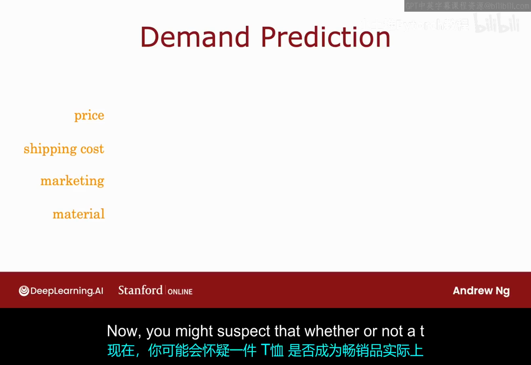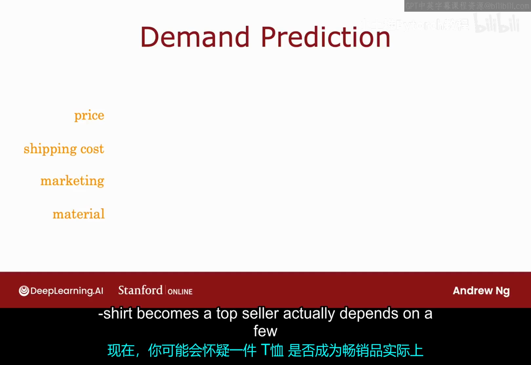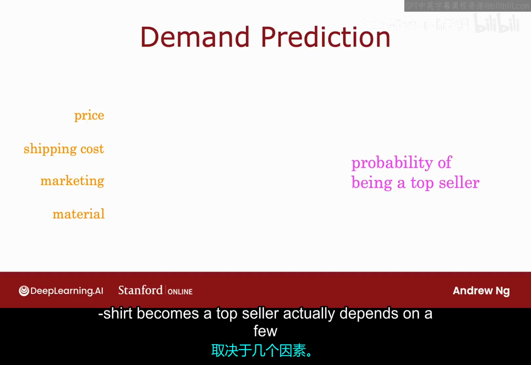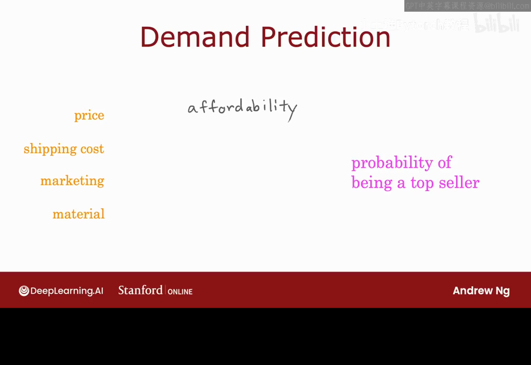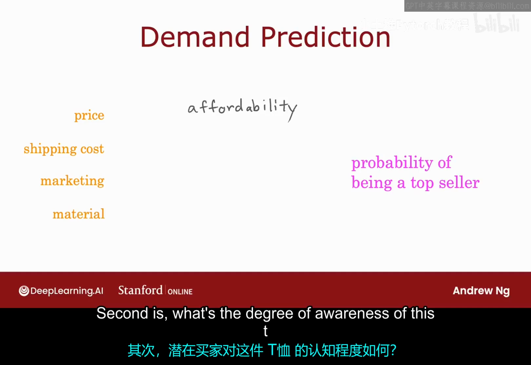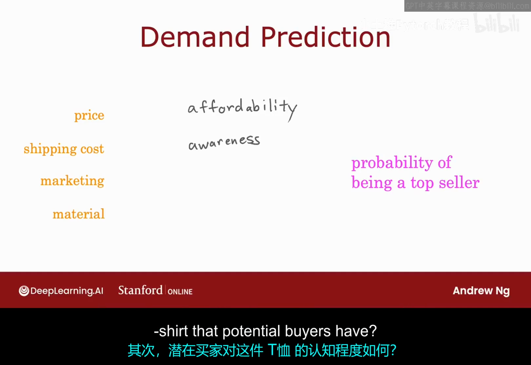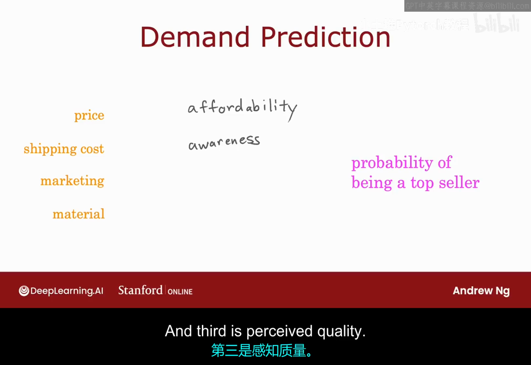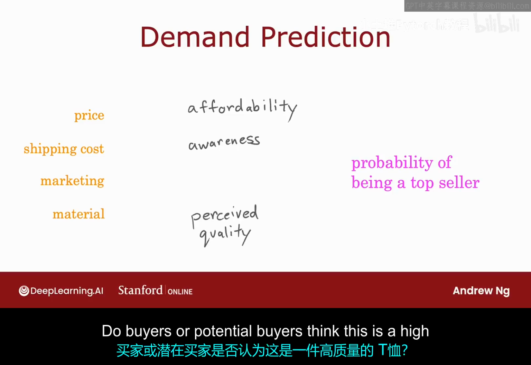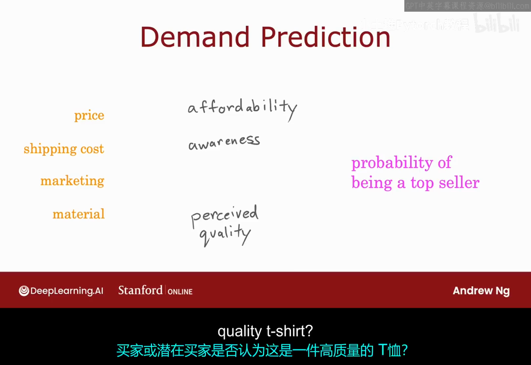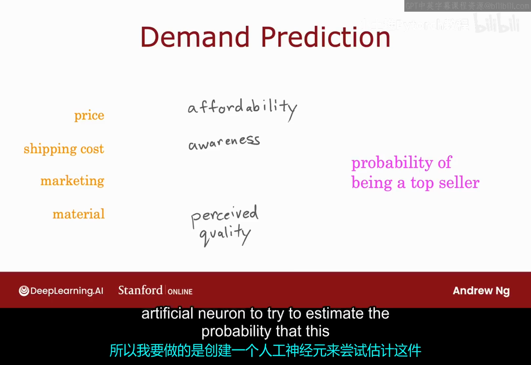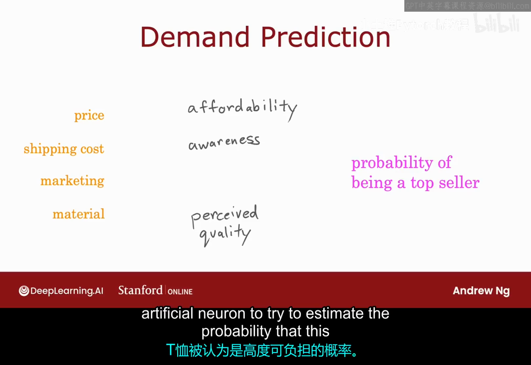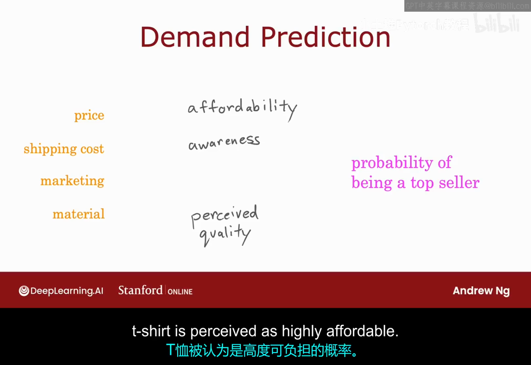Now, you might suspect that whether or not a t-shirt becomes a top seller actually depends on a few factors. First, what is the affordability of this t-shirt? Second is, what's the degree of awareness of this t-shirt that potential buyers have? And third is perceived quality. Do buyers or potential buyers think this is a high quality t-shirt? And so what I'm going to do is create one artificial neuron to try to estimate the probability that this t-shirt is perceived as highly affordable.